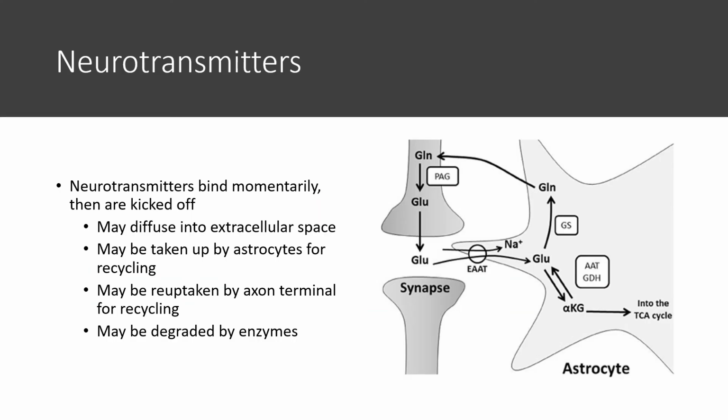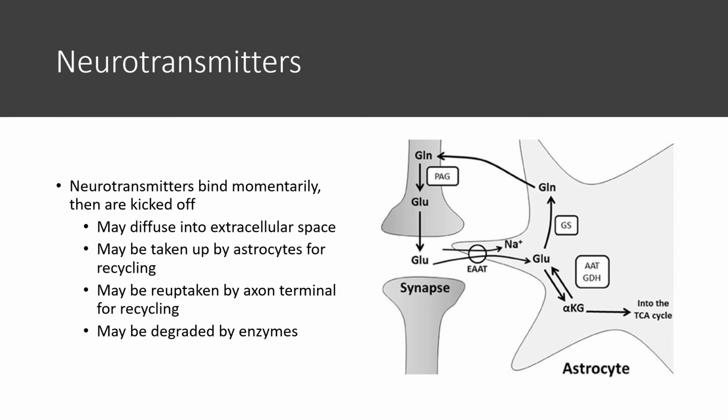A quick note about those neurotransmitters. They don't just stay bound to that postsynaptic receptor forever, right? It's not like once you fire a neuron, the next neuron is going to get super stimulated and then never going to be able to fire again because it's drowning in neurotransmitters. They pop off. So the neurotransmitters bind momentarily, and when the shape of the receptor changes to do its thing, the neurotransmitter will get kicked off.